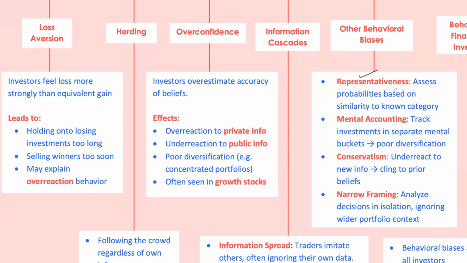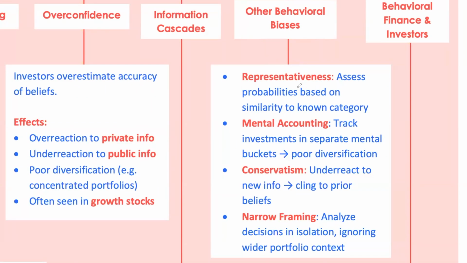Representativeness. This is when people judge probabilities based on stereotypes or surface similarities. This stock reminds me of Tesla, so it must be the next big thing. Dangerous logic. Representativeness is all about judging based on similarity, not logic.